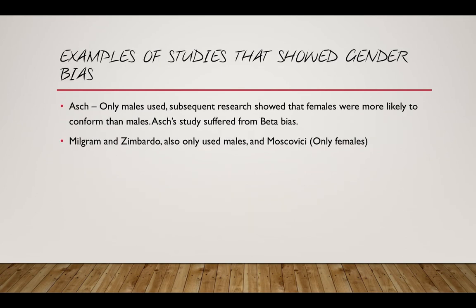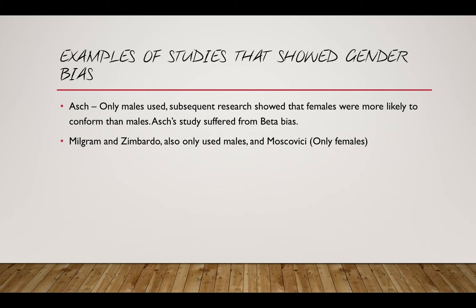Examples of studies that showed gender bias. Asch, for example, only used males and generalized his findings to females. Later research has found that females tend to be more subject to conformity than males. So Asch's original research literally biased the belief that conformity was equal.